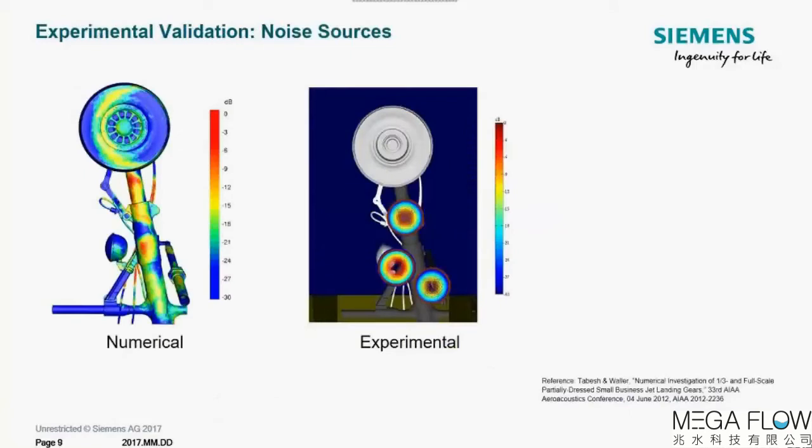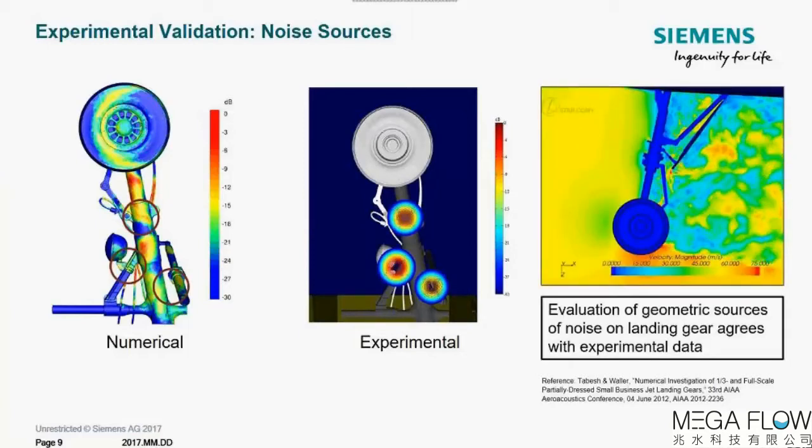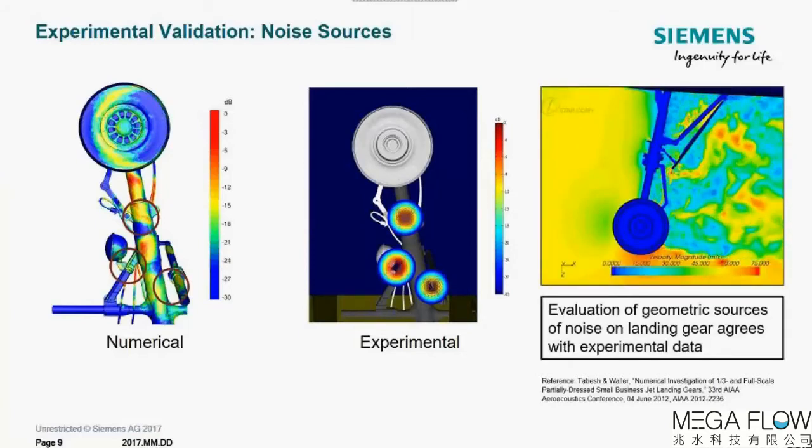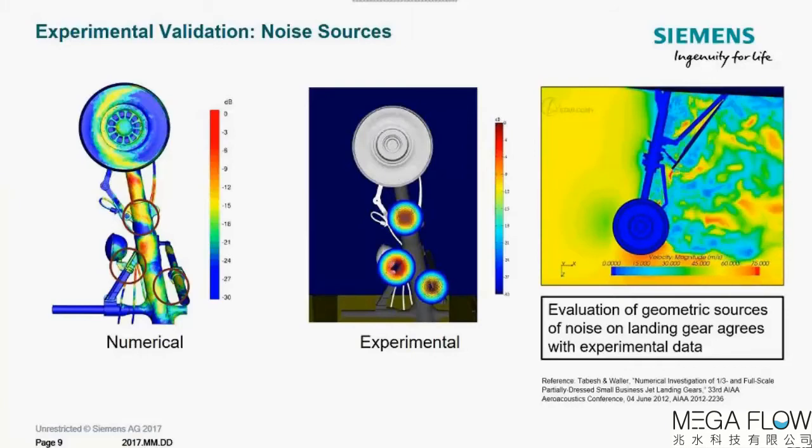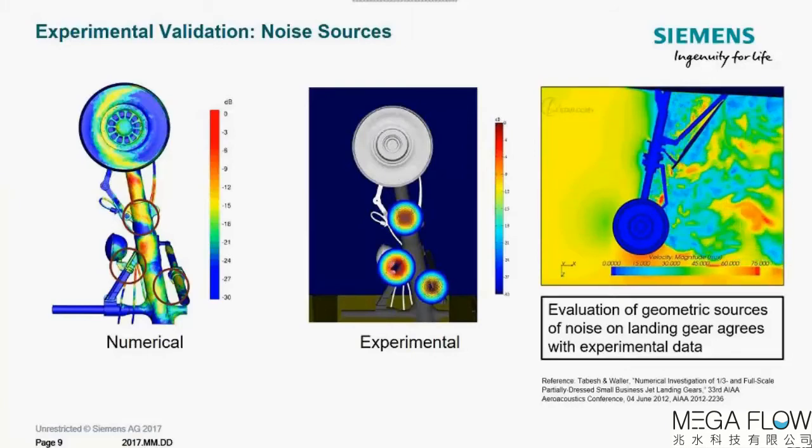So in terms of the results, we actually looked at the acoustic results from NASA Glenn. So this is actually looking for the sources of noise on the geometry. And as you can see, we can map those to the geometric complexity on our CAD model, which was in good agreement. So we actually were able to show that the geometric sources of noise on the landing gear agree quite well with experiment. But that's only half the story.